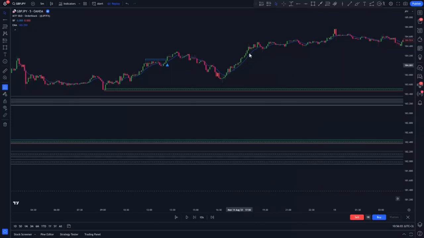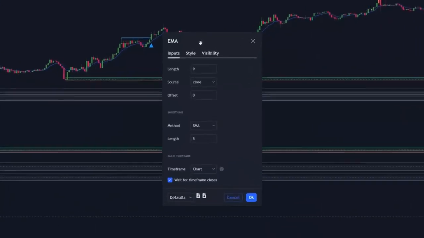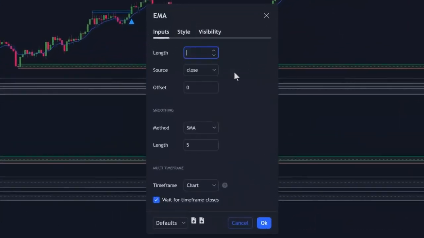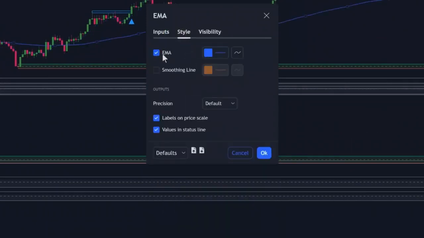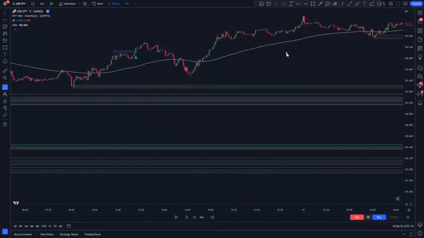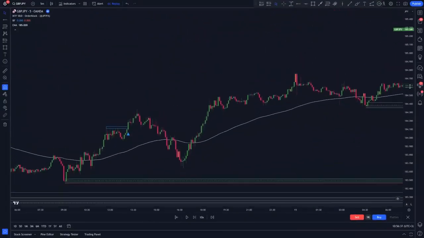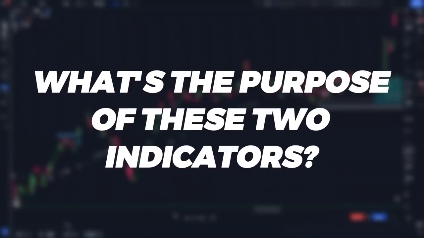Double-click on the EMA to access the settings panel. On the Inputs tab, change the length to 100. And on the Style tab, change the plot color to white. Now, as you can see here, we've added 2 indicators, and one specific question must now be asked. What is the purpose of each of these 2 indicators we've just added?